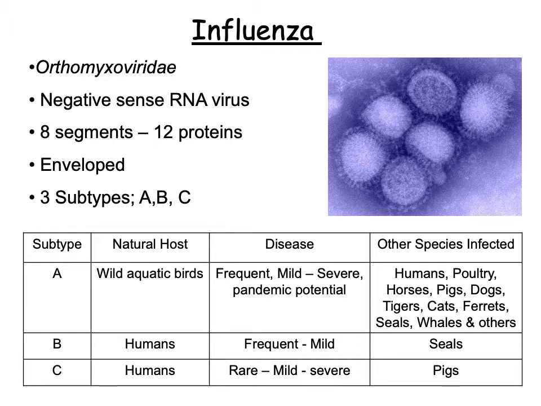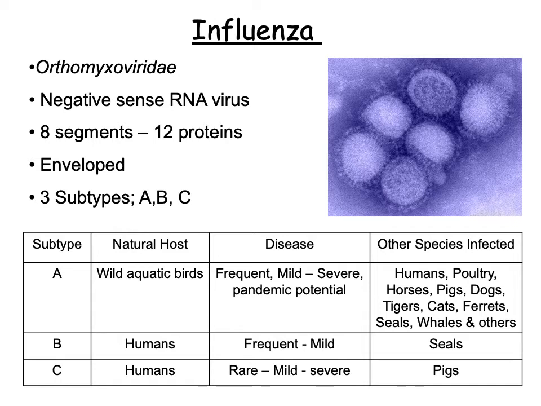So there are 8 segments. There are currently 12 recognized proteins. I think there's one other one that's a version of one of those other proteins, so you could say 13. But this is also unusual. Whereas a coronavirus or HIV would be one single piece of RNA, the flu virus is actually broken up into 8 smaller pieces of RNA for type A and type B, and 7 pieces of RNA for type C, the flu C virus.